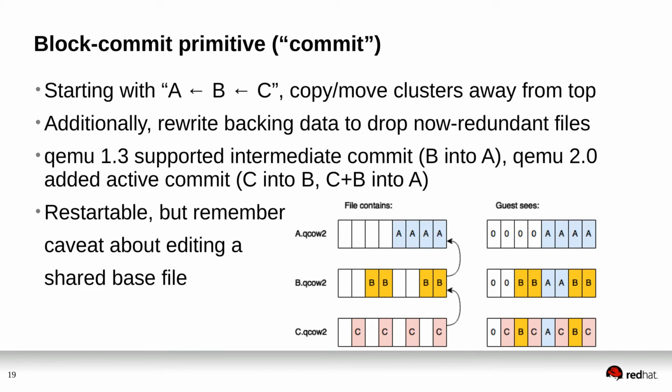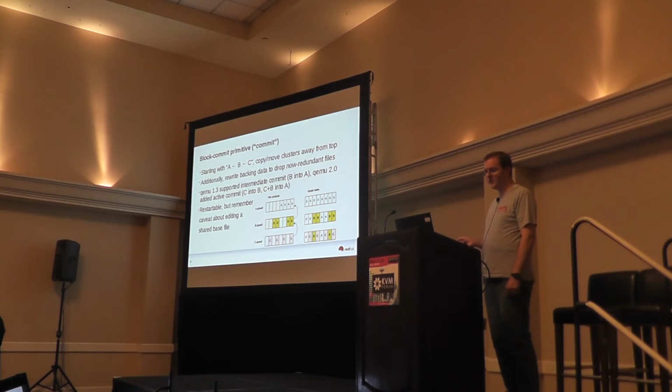The next fun primitive is block commit. This is the opposite direction of stream. We're going to copy and move clusters away from the top. Again, we can rewrite backing data to drop redundant files.